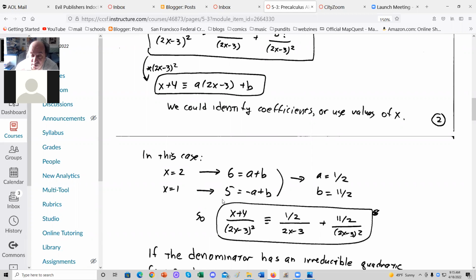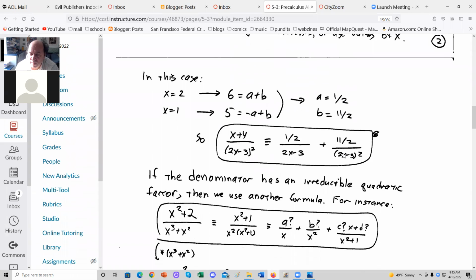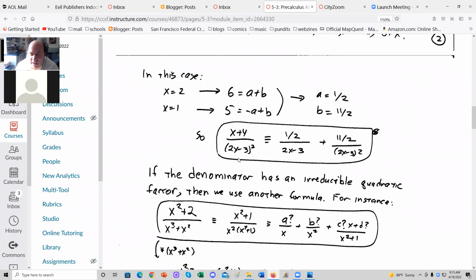Just by adding the equations, you get 11 equals 2B, so B equals 11 halves. Then substitute that in and solve for A, and get A equals 1 half. So (x plus 4) over (2x minus 3) squared equals a half over 2x minus 3 plus 11 halves over (2x minus 3) squared. Fine. Routine. And again, in the calculus, if you want to integrate the left side, you just do the sum of the integrals on the right side.